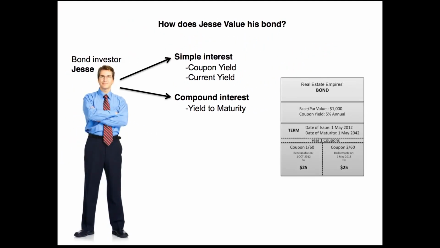And under each one of these you can see I have the coupon yield and the current yield under the simple interest, and then the yield to maturity under the compound interest. And that yield to maturity is really the thing that we've got to understand at the end of this lesson. So I'm going to show you why all 3 of these are different and why the yield to maturity is the one that you really need to understand. So let's go ahead and get started with the simple interest.